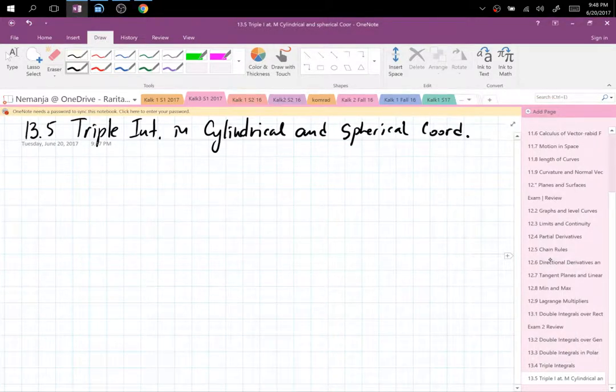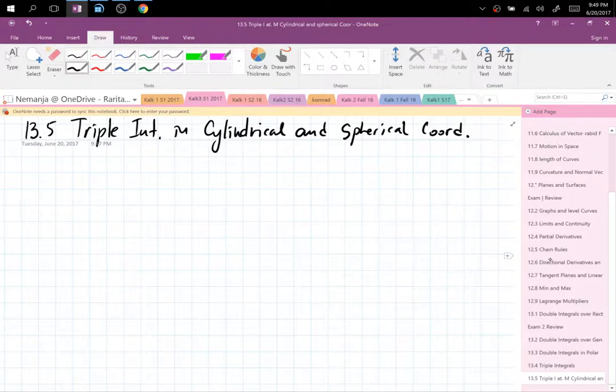This is part 1 of the lesson on triple integrals and cylindrical and spherical coordinates. Tonight we'll probably only look at cylindrical coordinates. But it's important to understand that both of these have polar coordinates at their base, and then we upgrade into the new coordinates that we need.